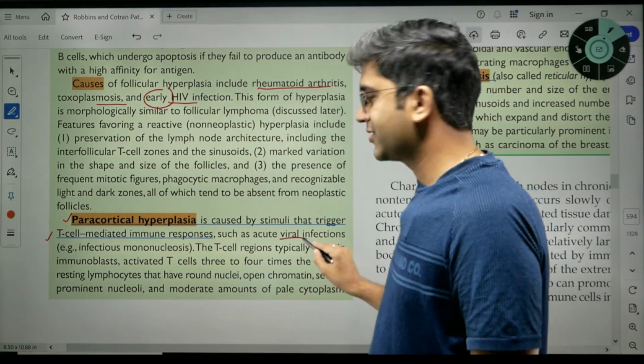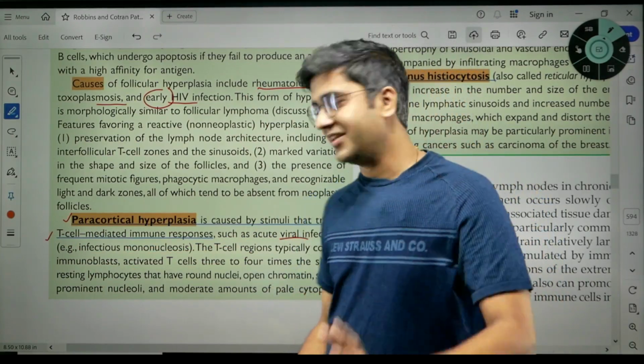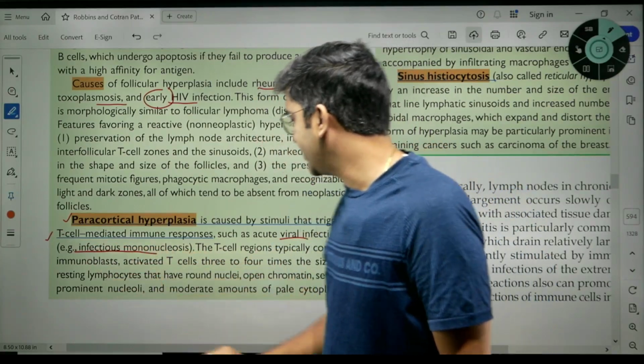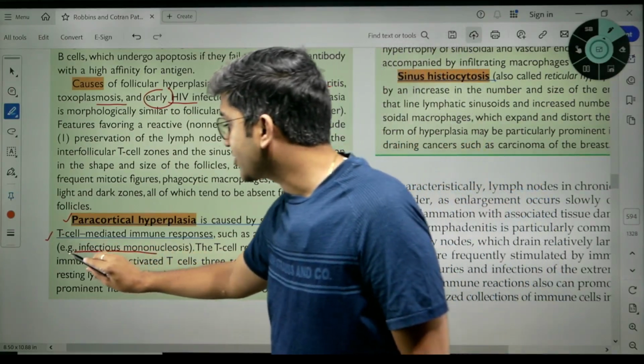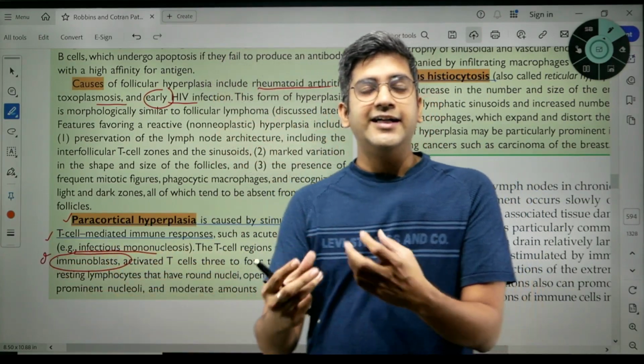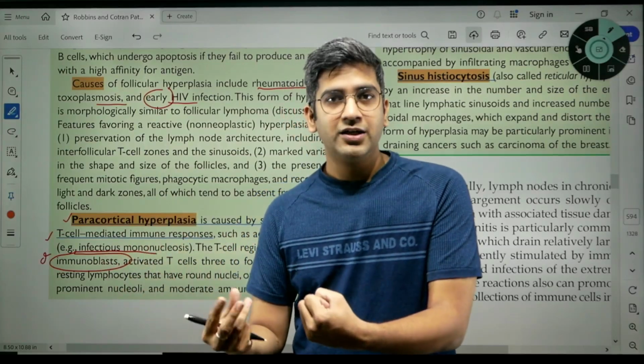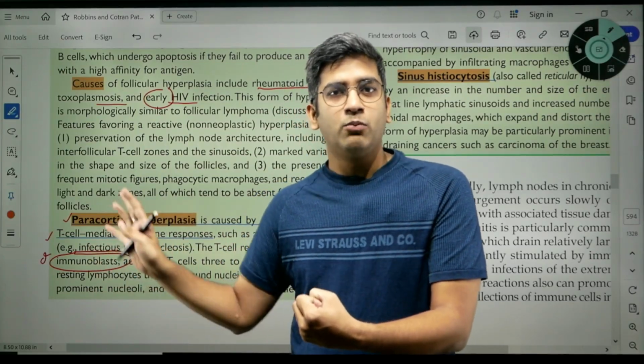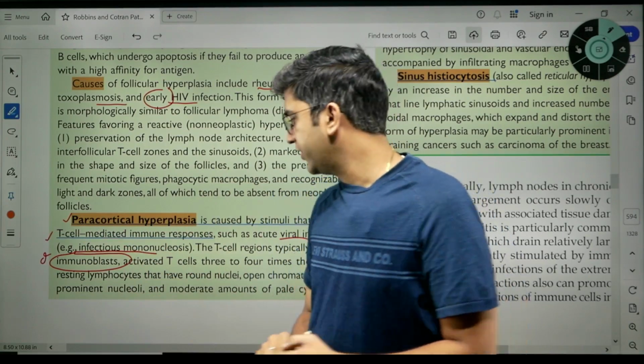Simple, virus. T cell means it's going to be a virus. Classically, it's infectious mononucleosis, right? You have in this region a structure called an immunoblast. This might come in an exam, fine. An immunoblast is a bigger immature cell, which will be predominantly seen in this patient, with very prominent nucleoli, fine. That's very simple.